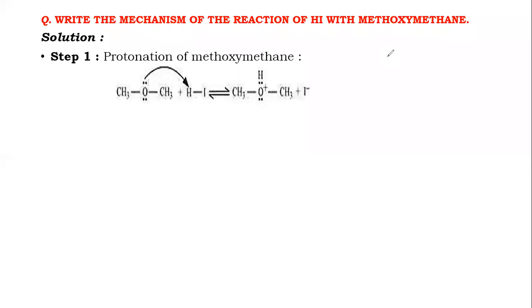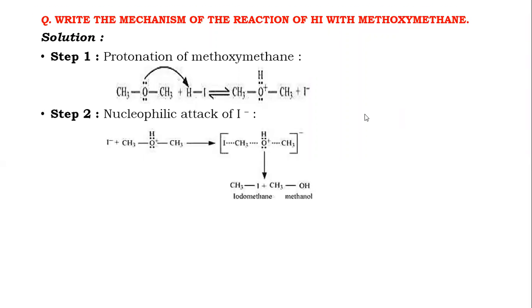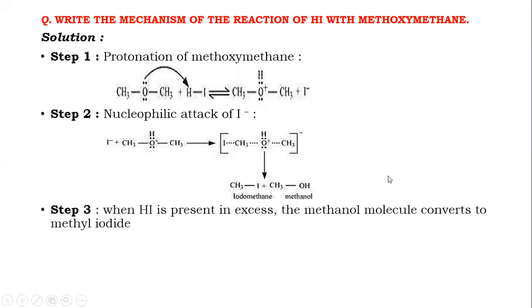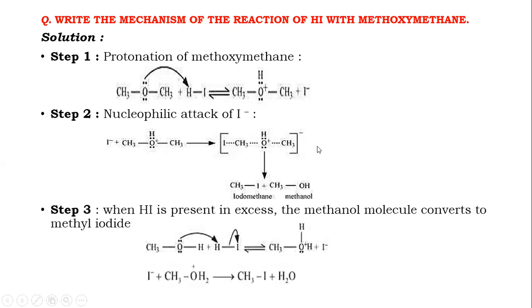In the second step, the nucleophile iodide ion attacks the protonated ether to form an intermediate. The intermediate results in iodomethane and methanol. And in the final step, if the hydrogen halide is taken in large quantity, then the methanol molecule so formed will convert to methyl iodide.